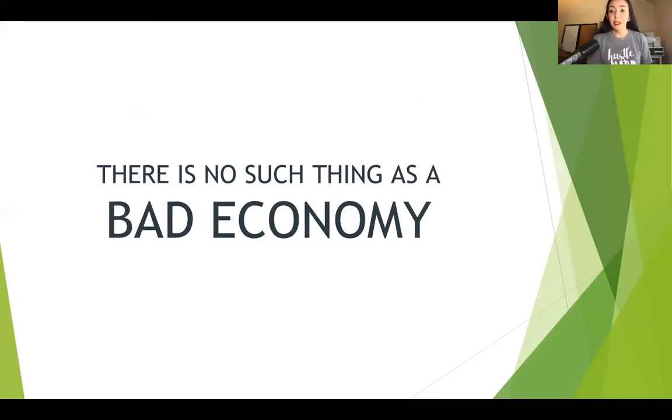There is no such thing as a bad economy. There's also no such thing as a good economy. There is an internal economy and there is an external economy, right? The internal economy is what we are sharing here today, because you have to understand that it is us. We make our own weather. Your internal economy is you and your finances, right? The external economy is the world outside and its finances.